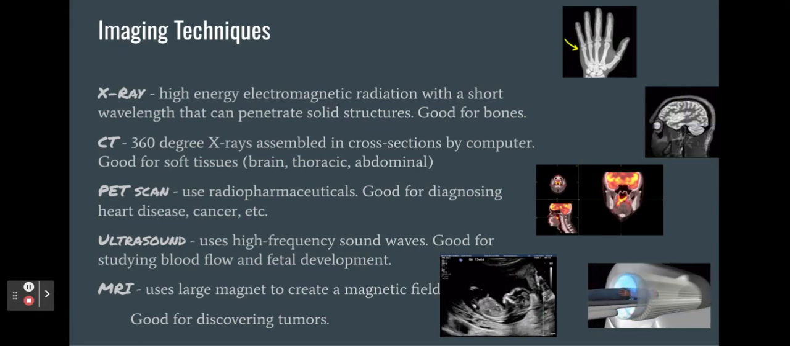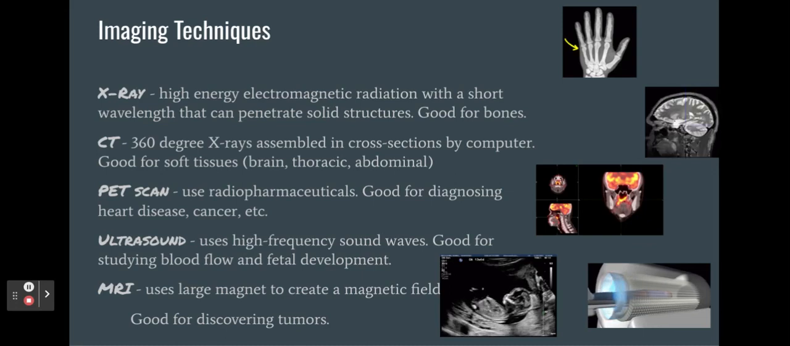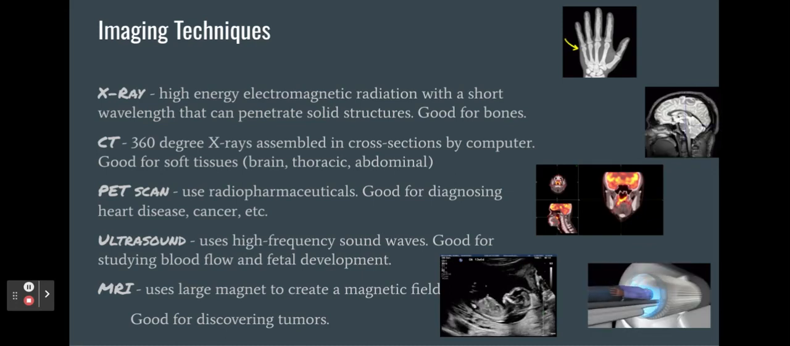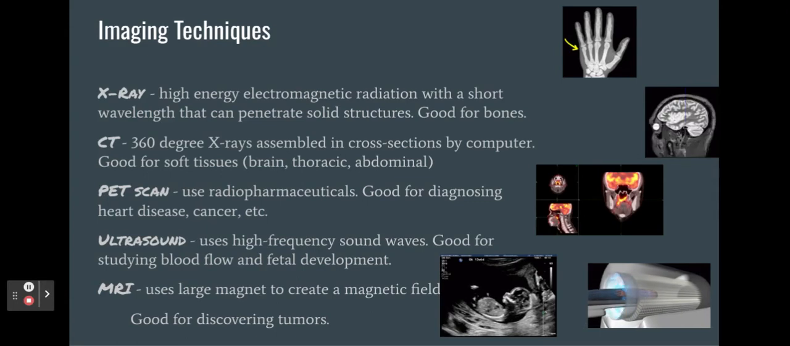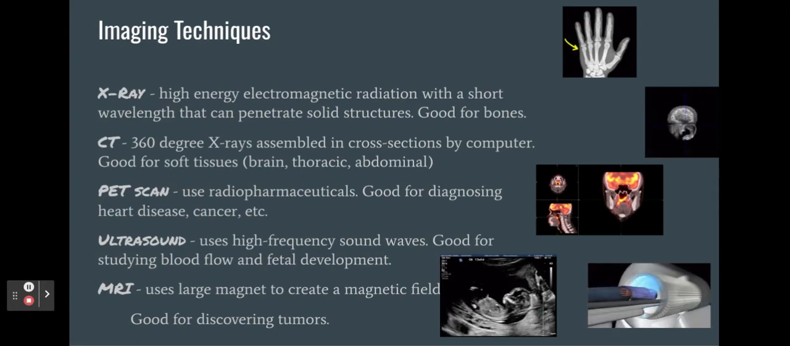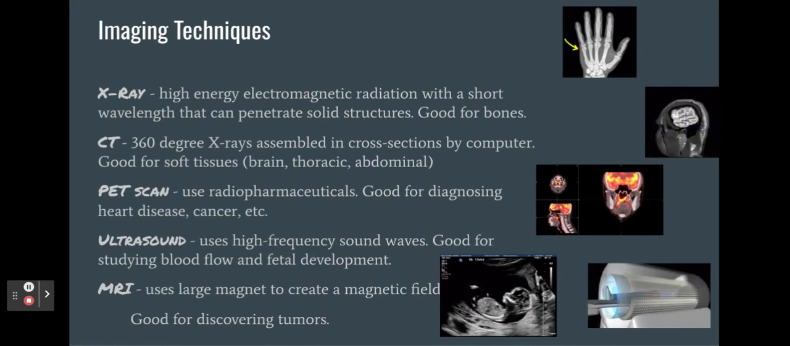risk for cancer. PET scans use radiopharmaceuticals to produce an image. Their main advantage over the other imaging techniques is that they can show physiologic activity like blood flow. They are useful for diagnosing heart disease and the spread of cancer.